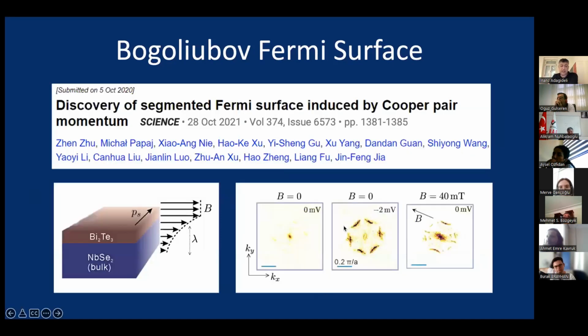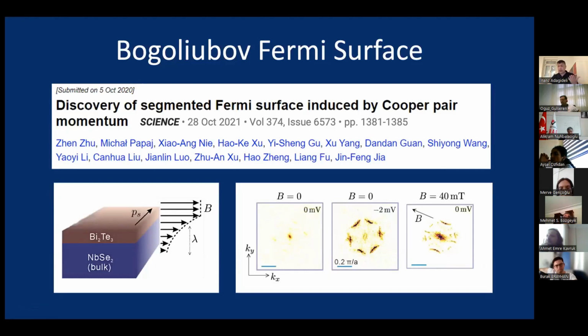And actually, this was taken by people who published in Science in 2021. They did this in a very nice setup. And that setup is bismuth telluride. That bismuth telluride, for those of you who don't know, is a topological insulator. You put it on niobium selenide, right? So it's a bulk superconductor. Now, what you do is that you apply a magnetic field, and that magnetic field generates a supercurrent perpendicular to it, right? In this case, the superfluid flow direction is the Ps vector, right? When you apply the magnetic field that way.